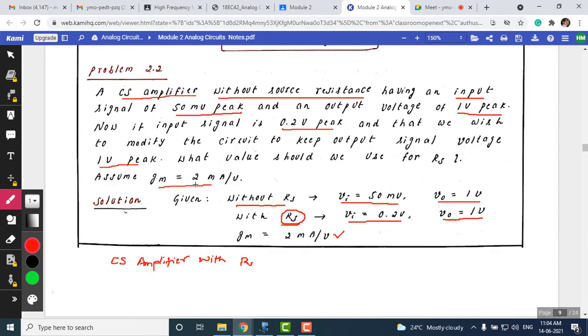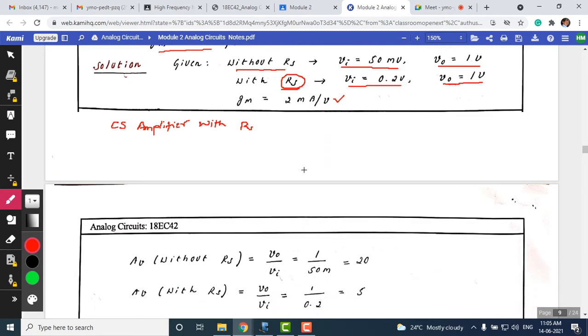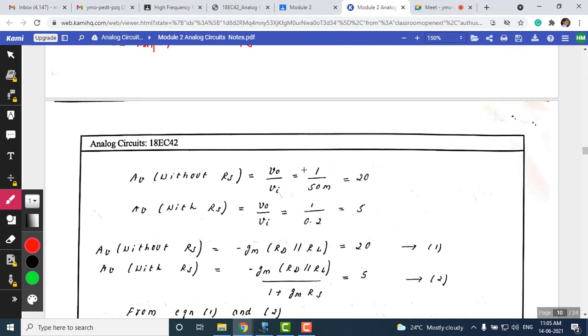I hope you understood the problem here. We want to find RS. So for the same output voltage, even though the input voltage is increased from 50 millivolt to 0.2 volts, the transconductance of the amplifier is given as 2 milliampere per volt. So the MOSFET transconductance is given here. Now let us solve the problem step by step.